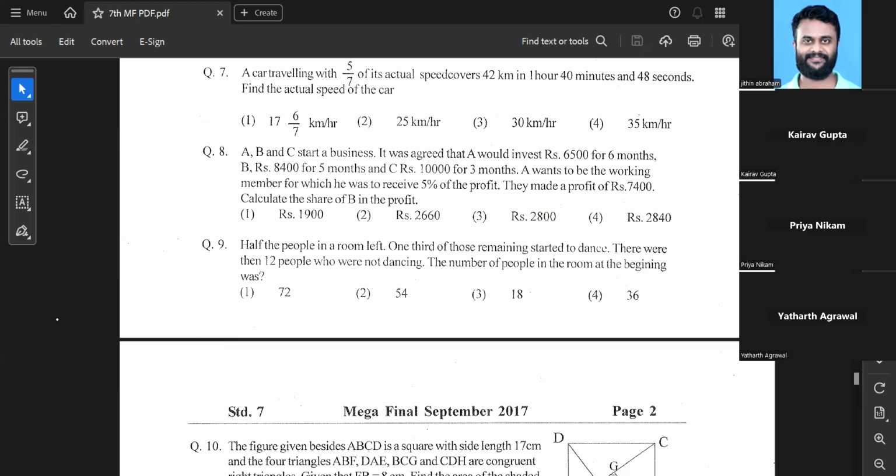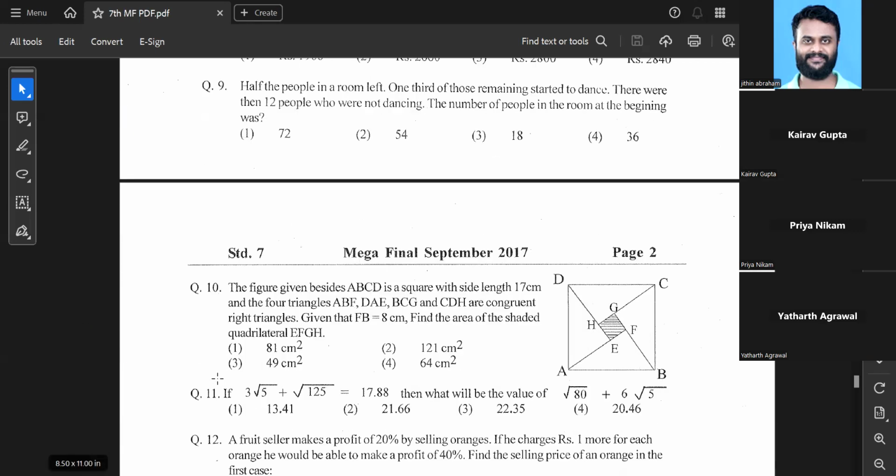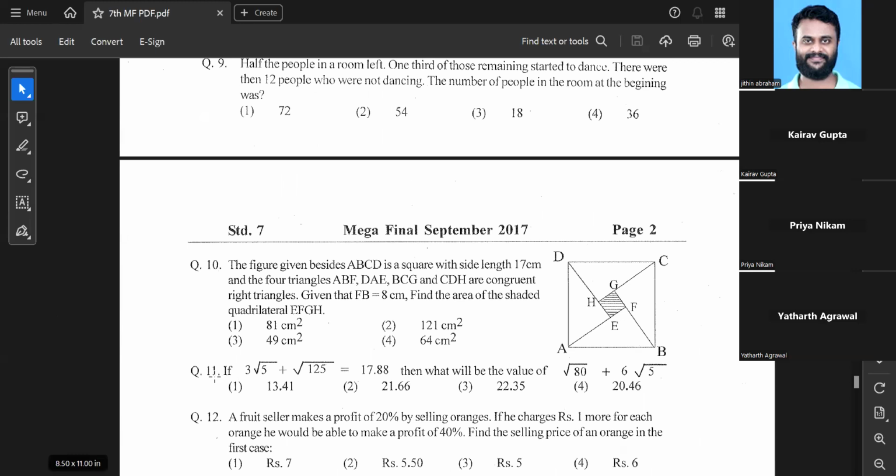Proceeding further. 9th question. Half the people in a room left, 1/3 of the remaining started to dance, 12 people were not dancing, find the number of people. I think you can manage this as homework.